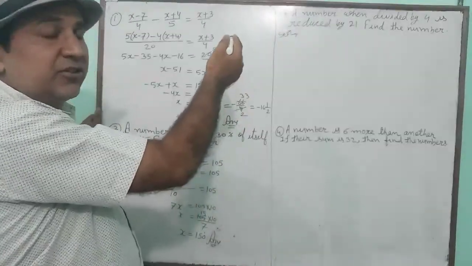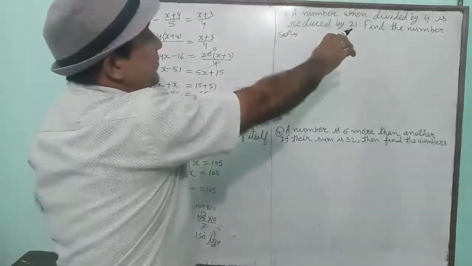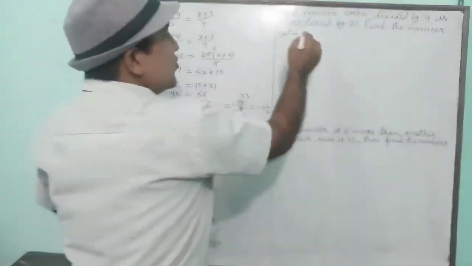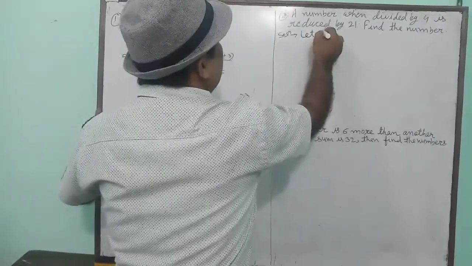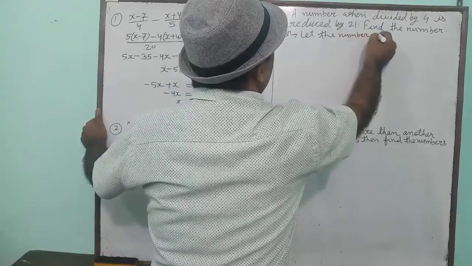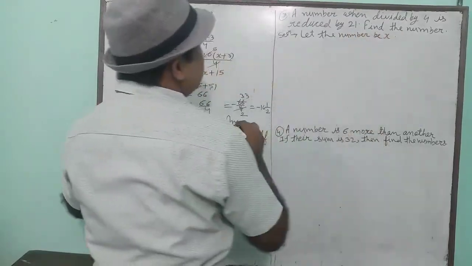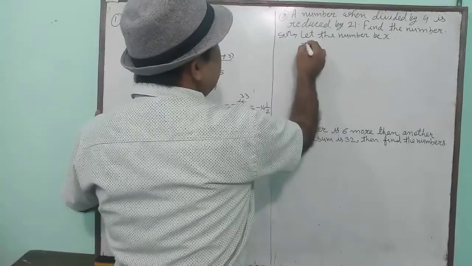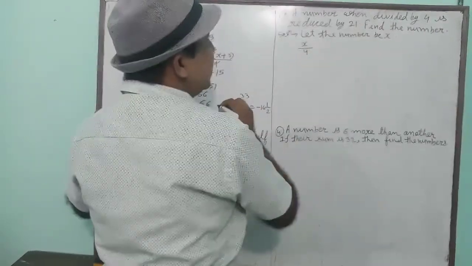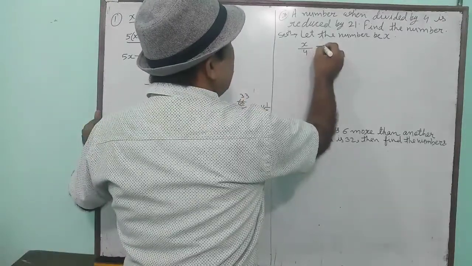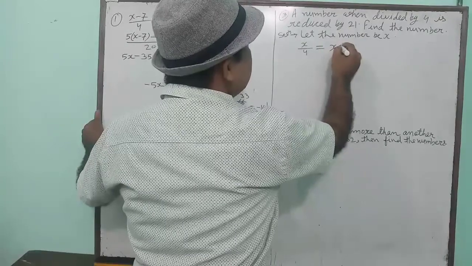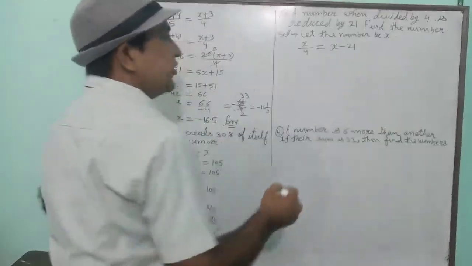Now see question number 3. A number when divided by 4 is reduced by 21. Find the number. So first we will suppose the number. Let the number be x. If the number is x, then according to the question, the number divided by 4 is reduced by 21, means x upon 4 minus x.